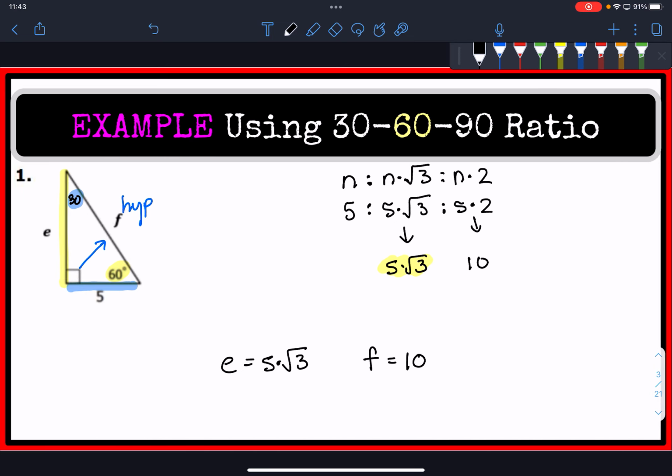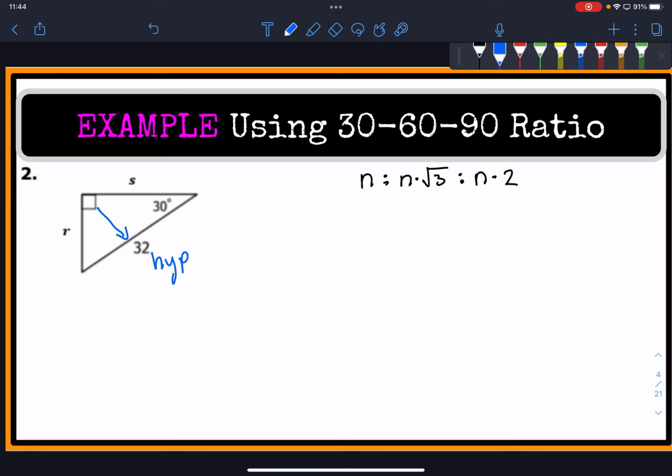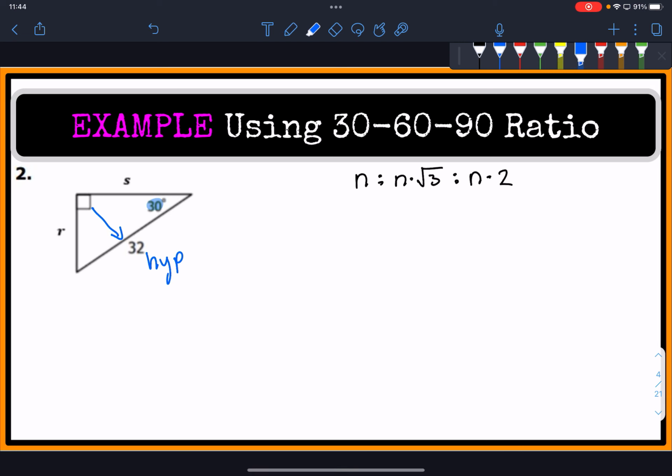So let's look at another example. So again, the ratio of the 30, 60, 90 is n to n times the square root of 3 to n times 2. So we have to see what they give us on this triangle in order to figure out the other two sides. So they're going to give us one of these three sides. So let's look at this, okay? So here, opposite of the 90-degree angle is the hypotenuse. So they're giving us the hypotenuse here, and I want to figure out the other two sides. Well, since the 30-degree angle is here, that means that this one is going to be the shorter side. That's going to be the 30.